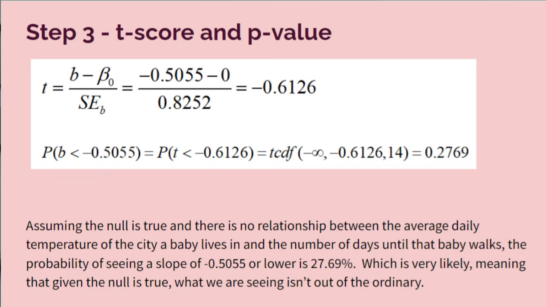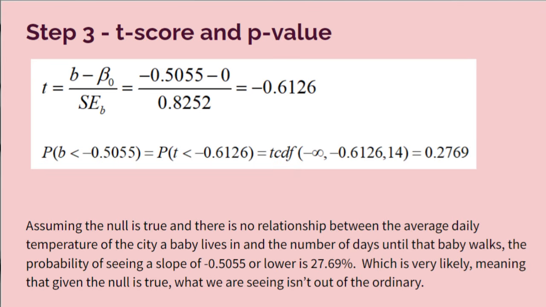Now it comes time to actually calculate our t-score and our p-value. So our t-score is going to be taking the slope that we saw in our data, negative 0.5055. Because again, in our data, we did see that as the temperature goes up by 1 degree in the city that the babies live in, they actually learn to walk about 0.5 days faster. Now, we're going to, of course, take our sample slope and subtract 0 because we assume there is no slope whatsoever. And we're going to divide by that standard error that we got from the computer regression output table. And this time we got a t-score of negative 0.6126.